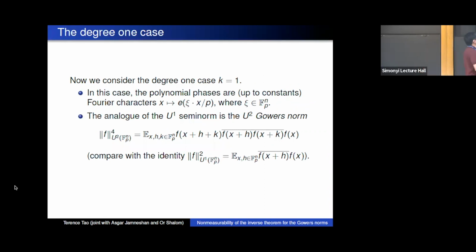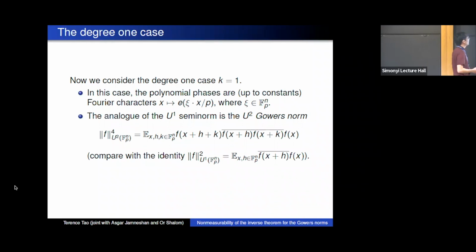Now we move on to the degree 1 case. For degree 1, the polynomial phases are basically constant multiples of the Fourier characters. Every vector in the dual group, which is also F_p^n, gives you a Fourier character. So it's e to a linear phase.